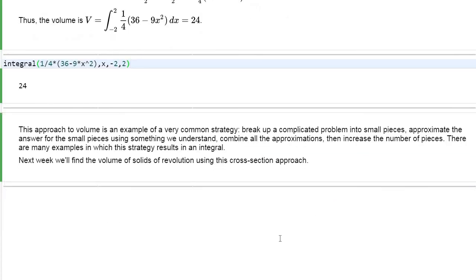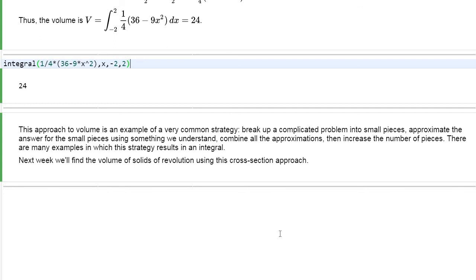Now, this is a very common strategy we see here. You have a complicated problem, break it up into small pieces, approximate the answer for those small pieces using something easy, combine all those approximations to get an approximation for the total thing, and then increase the number of pieces. Make the pieces smaller so the approximations become better, and basically you take the limit as the number of pieces goes to infinity. There are many examples where that kind of strategy results in an integral.